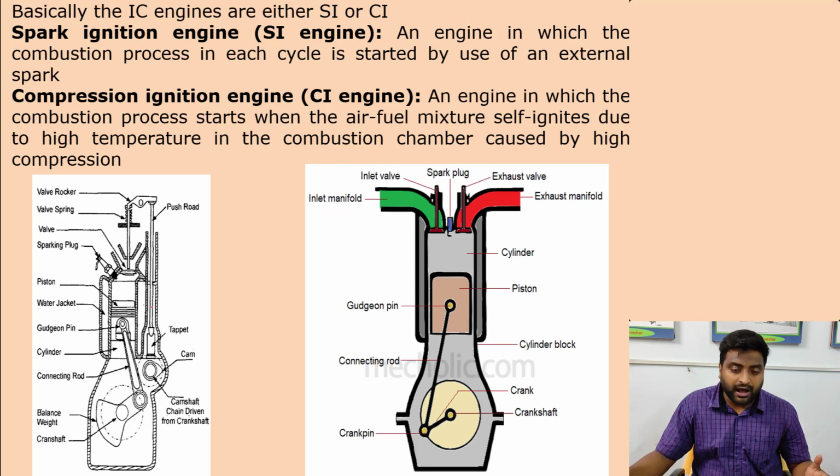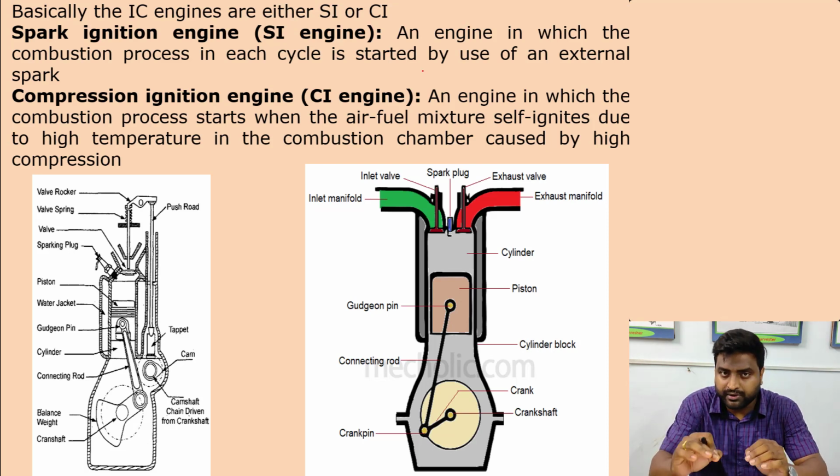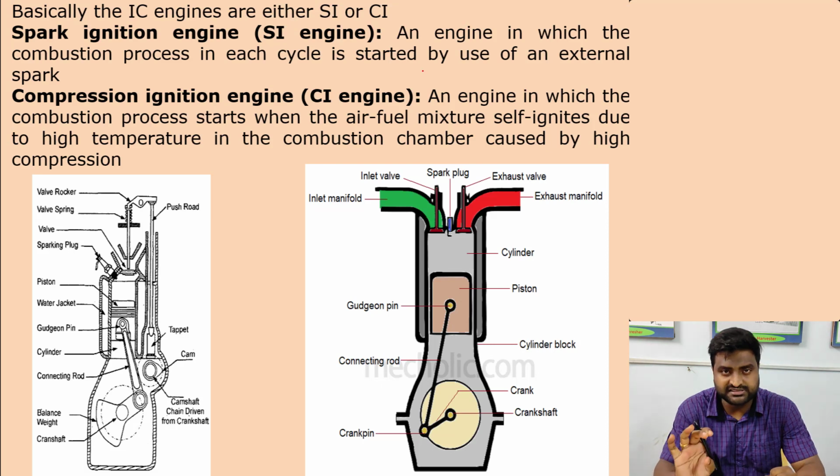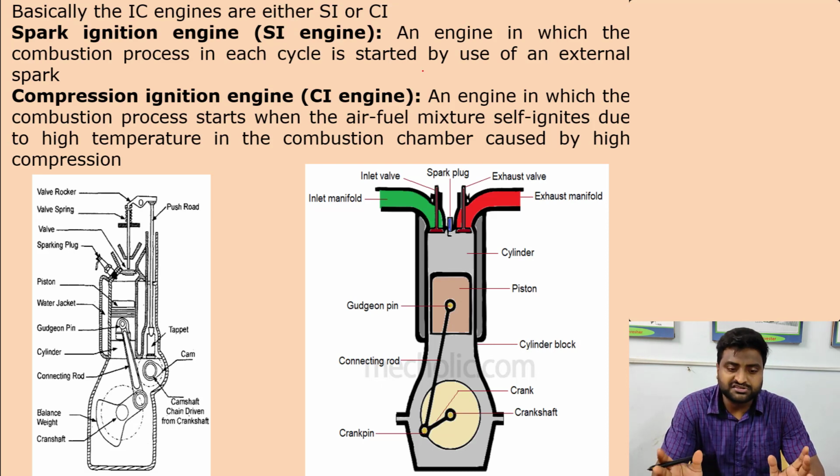Now, what is the spark ignition engine? As I have told you, the SI engine is the engine in which the combustion process in each cycle is started by an external spark. So you all must have seen, when you are burning a lighter or a matchstick, you are giving some kind of external spark. Similar kind of arrangement is given inside the engine cylinder, so due to the spark or external heat, the combustion takes place.